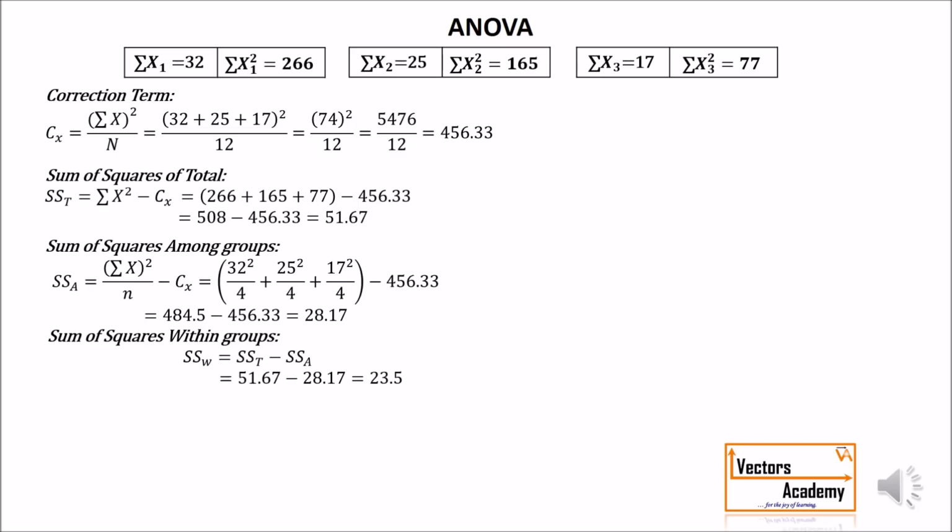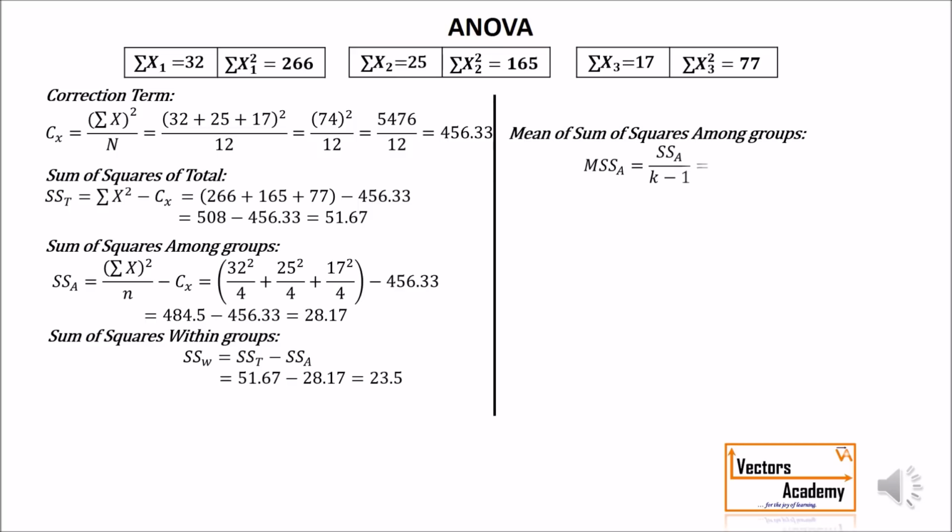Once you have calculated sum of squares, we now come to the mean of squares among groups. That is given by the formula sum of squares among groups divided by k minus 1. What is k? K is actually the number of categories, the categories of noise which we have divided. There are 3 different categories, so the value of k is 3. So the answer for the mean of squares among groups comes to 14.085.